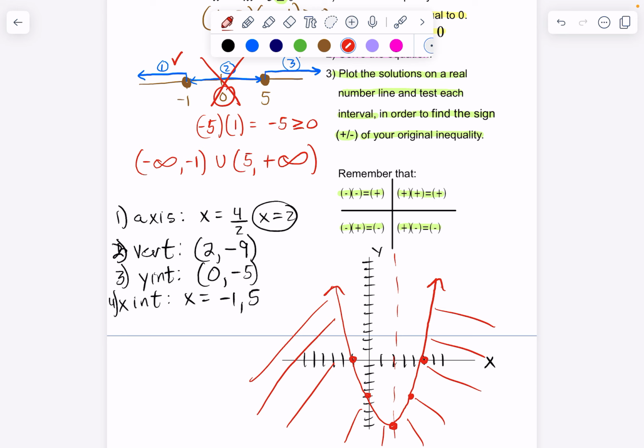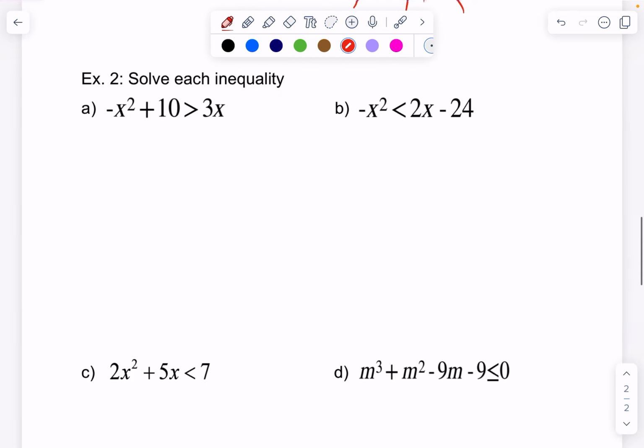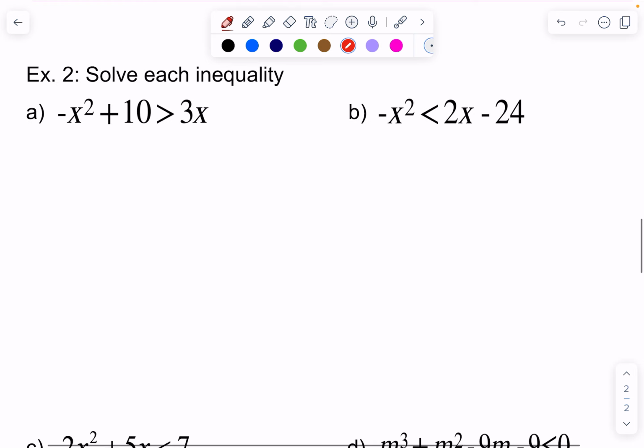And that's why solving it algebraically is so important. This way you know how to shade, and there's no guessing. And there you have it. All right, so let's do some more examples. We're just going to go ahead and solve these, not graph them.